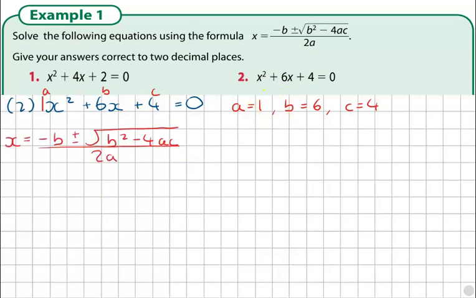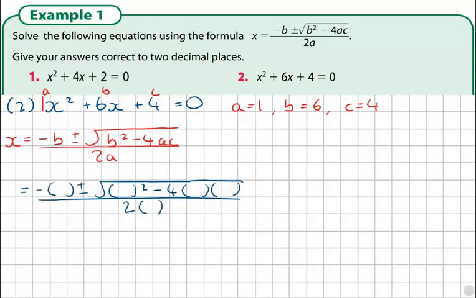I write out the formula. I write it out again with brackets in place of all the letters. So I'm going to replace the A's with 1. I'm going to replace the B's with 6. And I'm going to replace the C with 4.